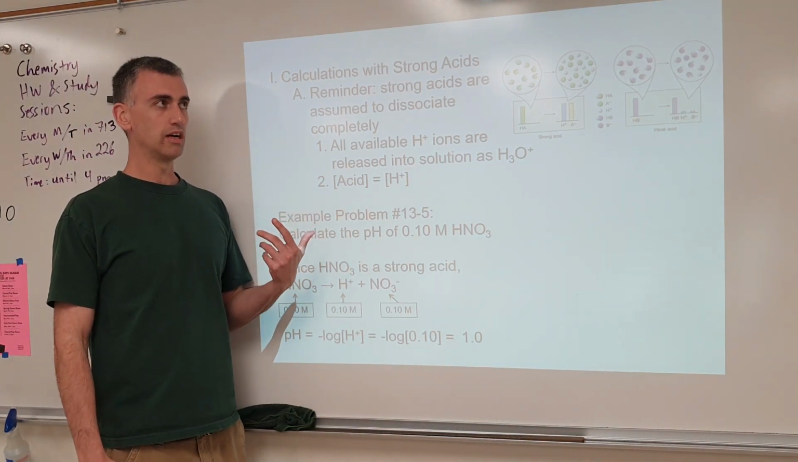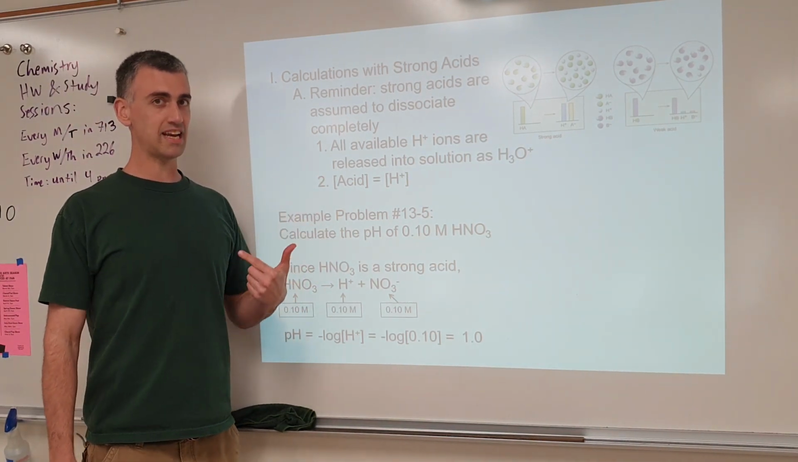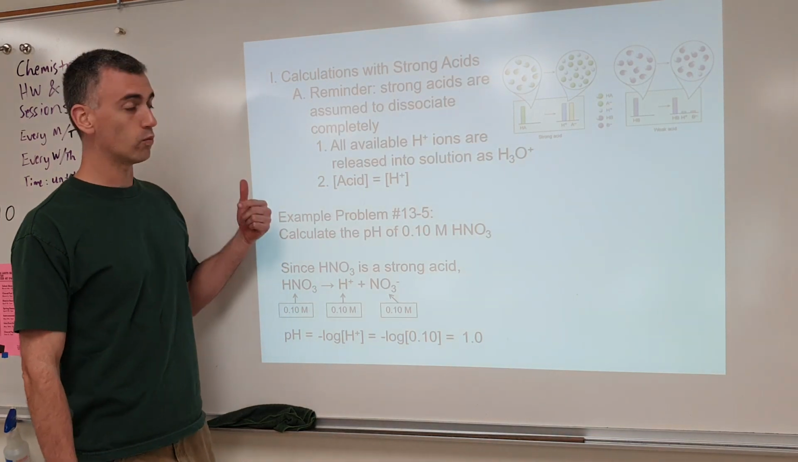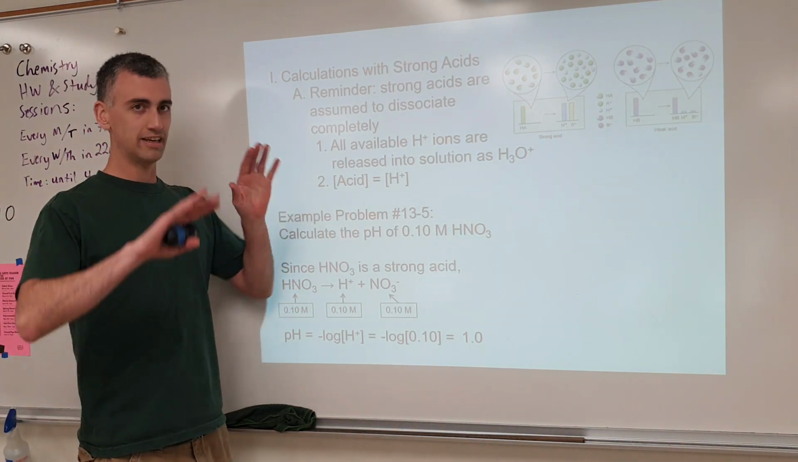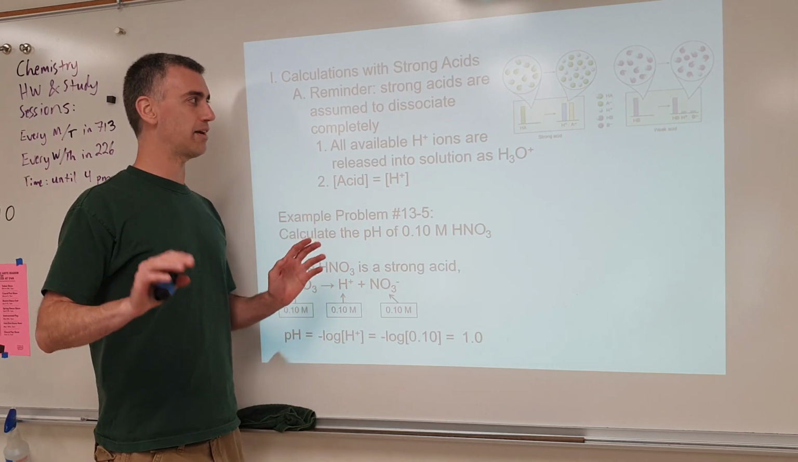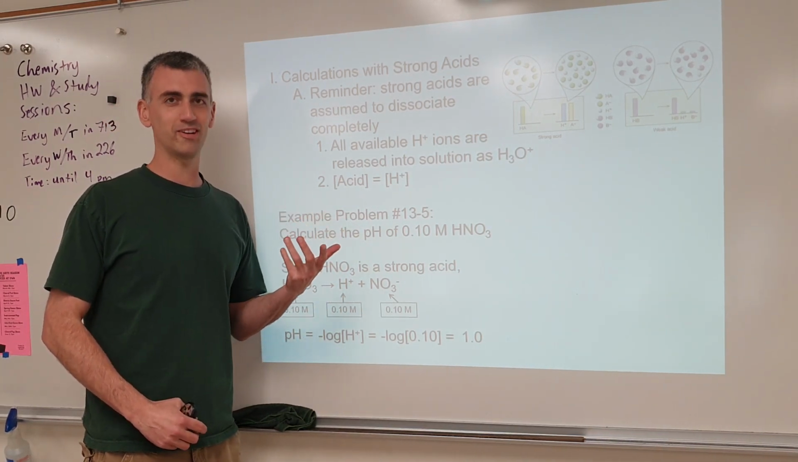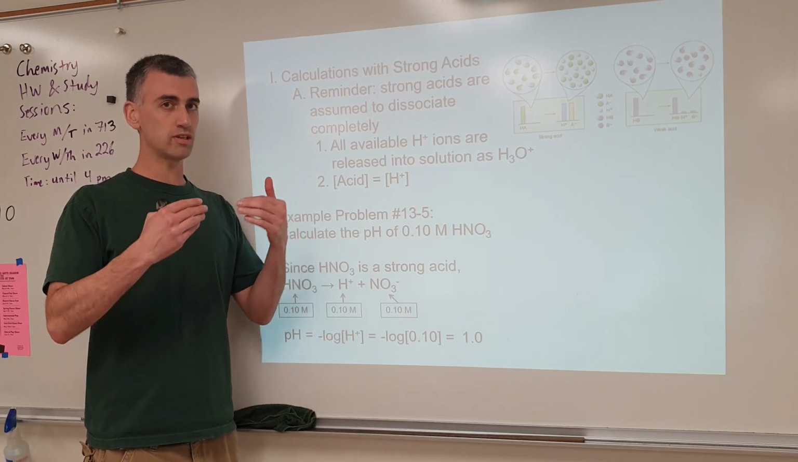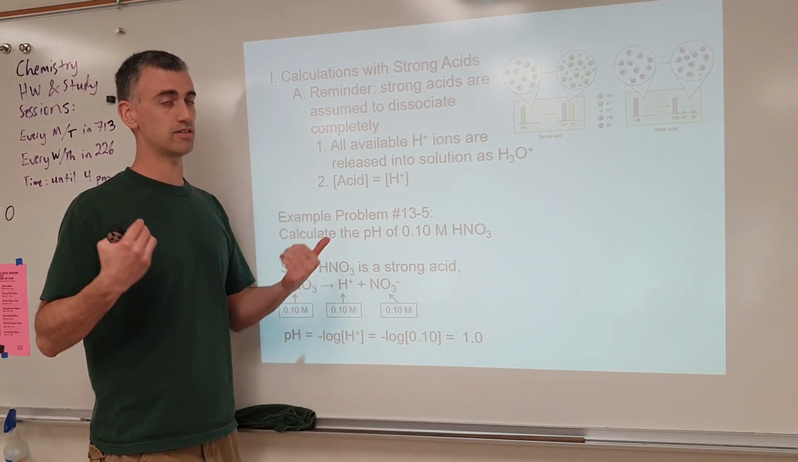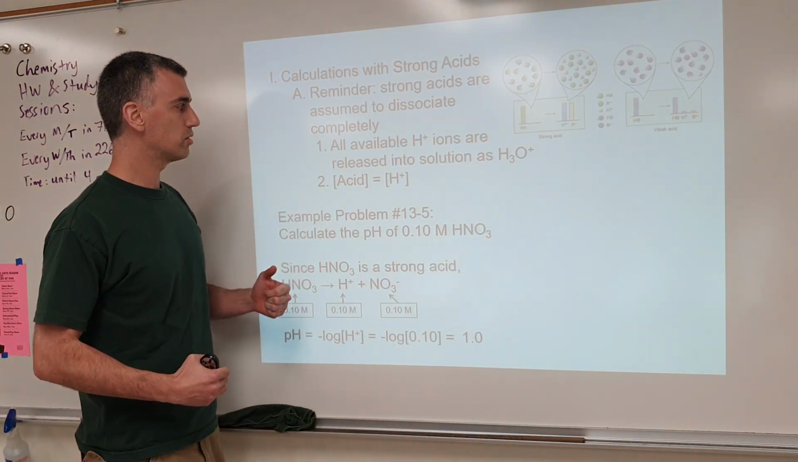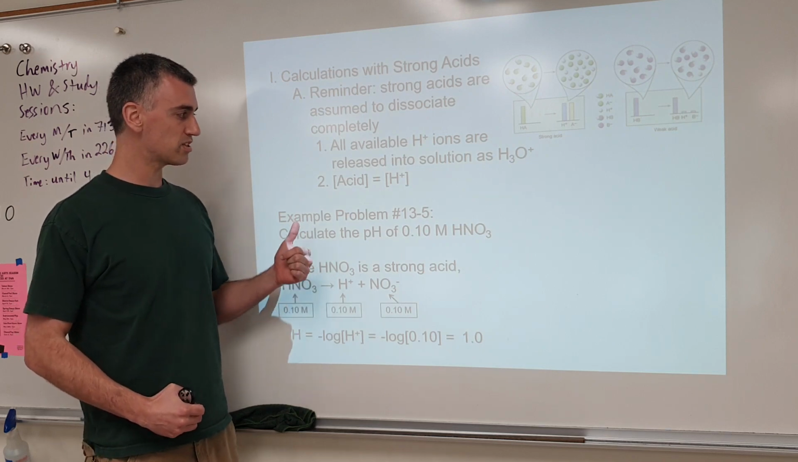So here's the thing with strong acids and bases. You've got to remember, the definition of what makes an acid strong is that when it is dissolved in water, it dissociates completely. That means every last molecule or formula, depending on who you ask, is assumed to split up into ions. That's what dissociation is.